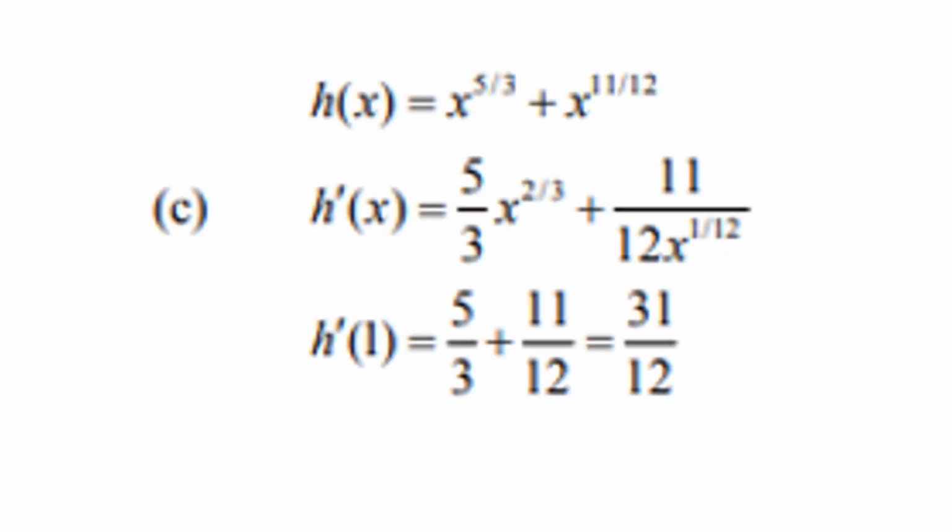Let's see. Yeah, so when we distribute, we find that another representation of h is h of x is equal to x to the 5/3 plus x to the 11/12. Again, using properties of exponents. Then I have to take the derivative. It's going to be 5/3 x to the 2/3 plus this is going to be 11/12 x to the minus 1/12, which puts it in the denominator. When we plug in 1 for x, we're just adding these two fractions, and we get 31/12.